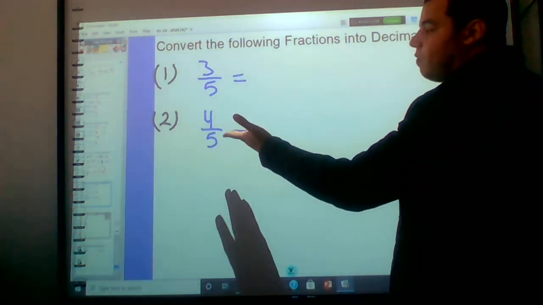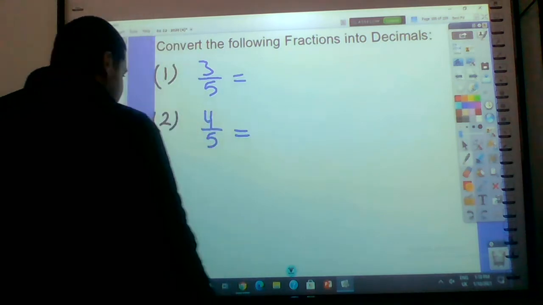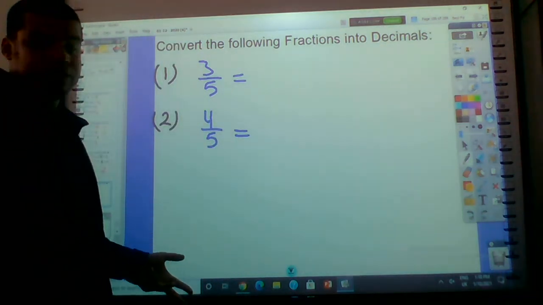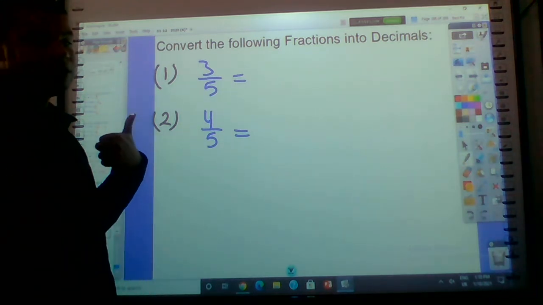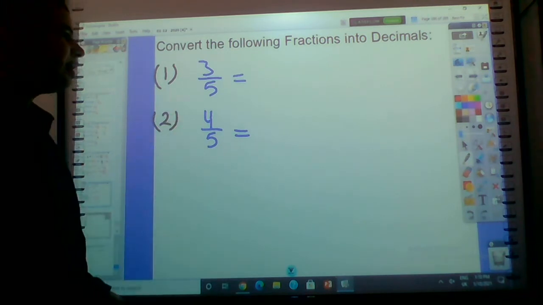If it's like 3 over 5 or 4 over 5, it's not a fraction that I already know, and at the same time, it's not 10 or 100 or 1,000 here in the denominator, but I can make the denominator a 10 or 100 or 1,000. But the easiest one is to make it a 10.